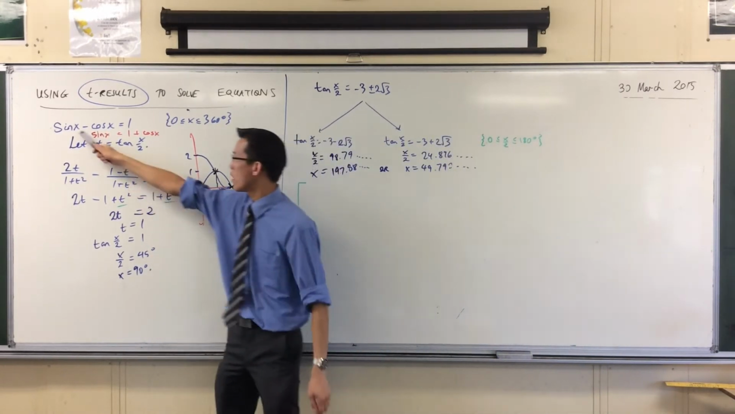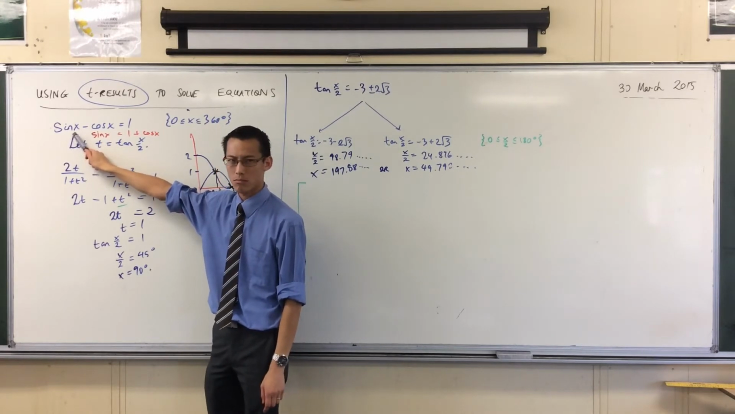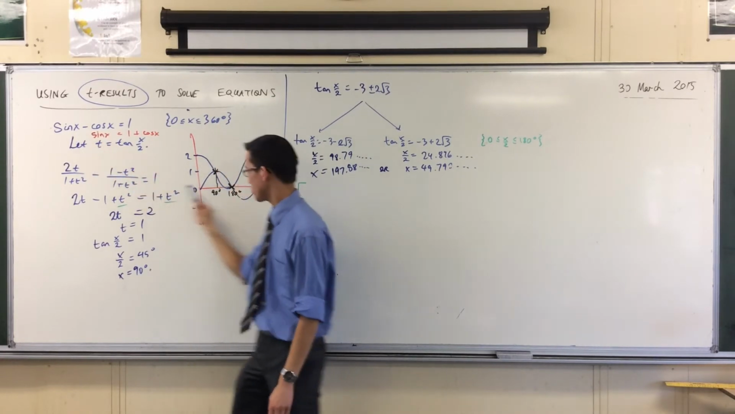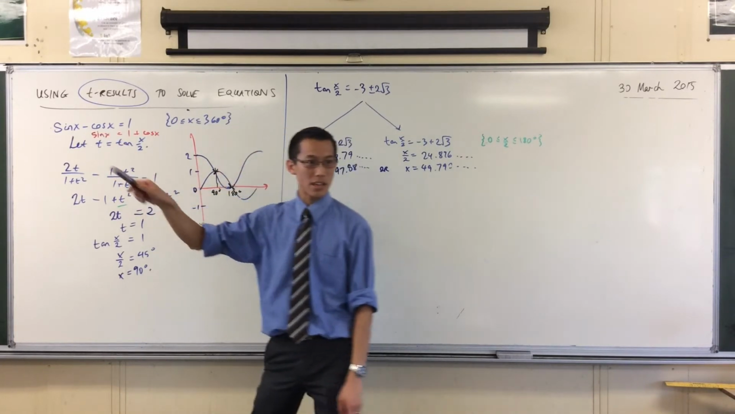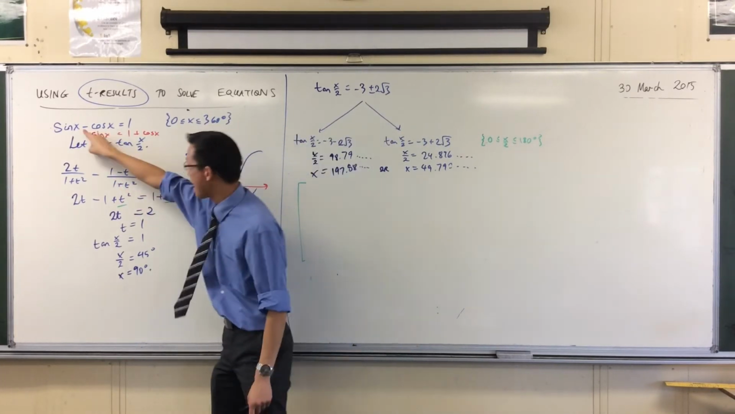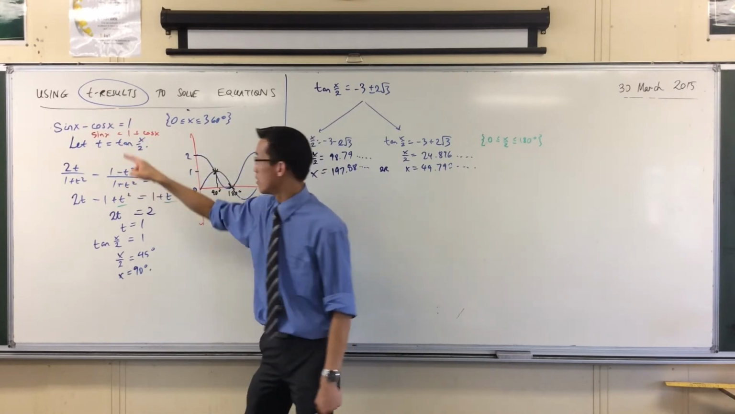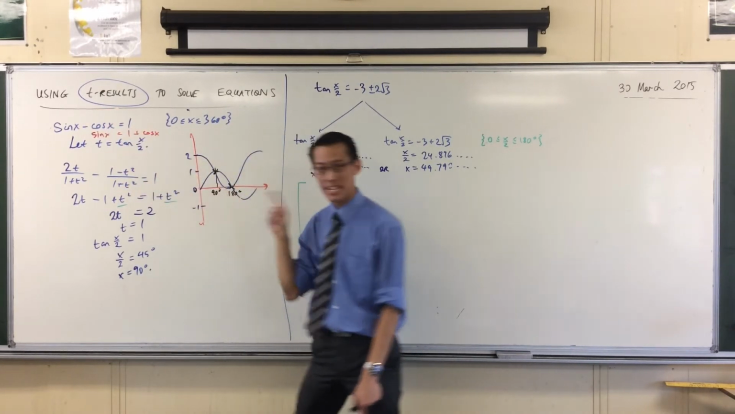Sine of 180 is equal to? 0. Cos of 180 is equal to negative 1. So minus negative 1 is positive 1. 180 is a solution.